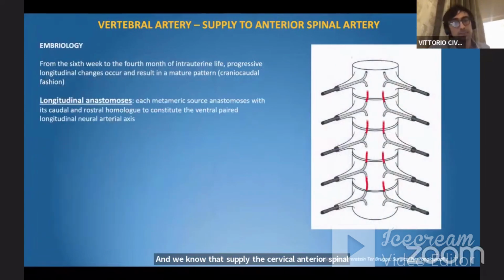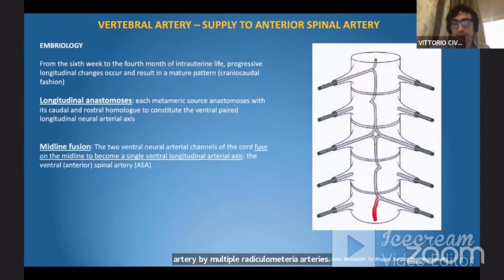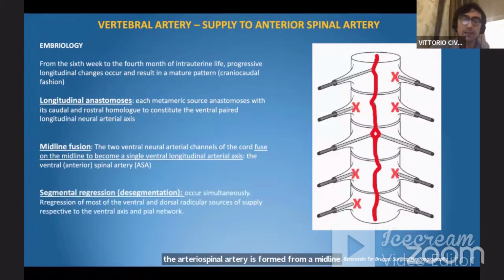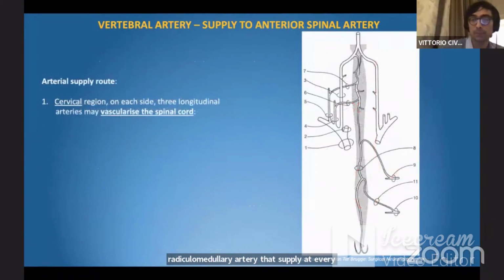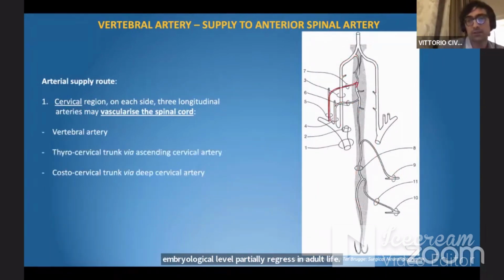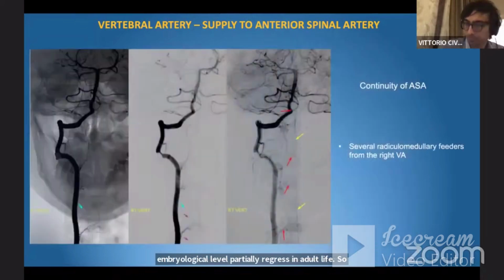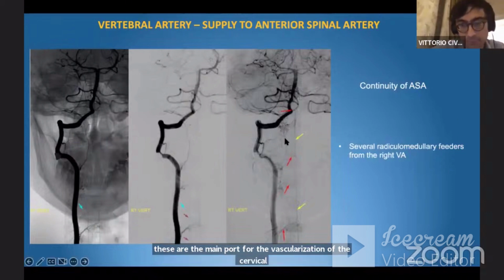From an embryological point of view, we know that even the anterior spinal artery is formed from a midline fusion of longitudinal anastomoses, and the radiculomedullary arteries that supply every embryological level partially regress in adult life. So these are the main supply for the vascularization of the cervical spinal cord. So it's important to look for them.